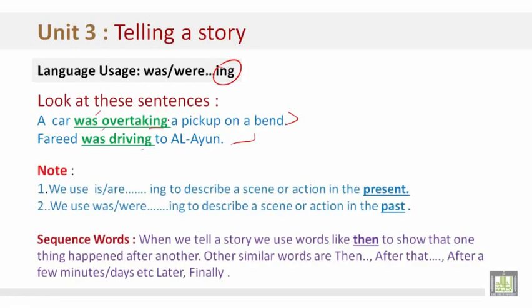Note, we use is or are plus ing to describe a scene or action in the present. Number 2, please note, we use was or were plus ing to describe a scene or action in the past. Sequence words. When we tell a story, we use words like then to show that one thing happened after another. Other similar words are then, after that, after a few minutes or days, and later, finally.